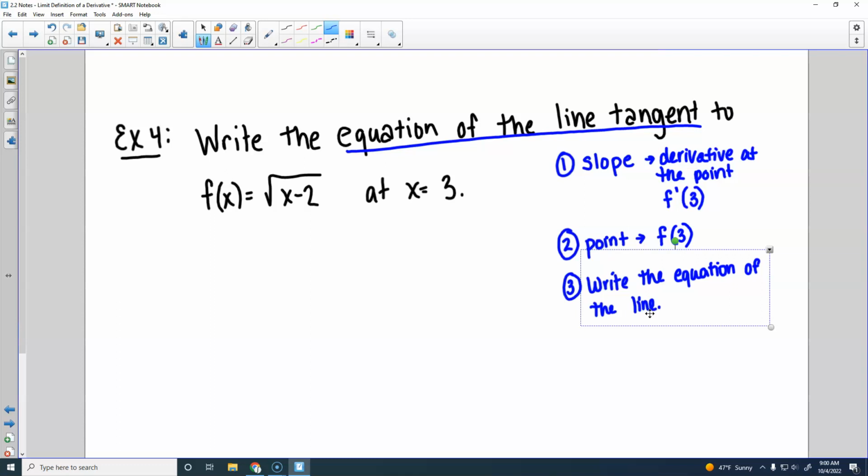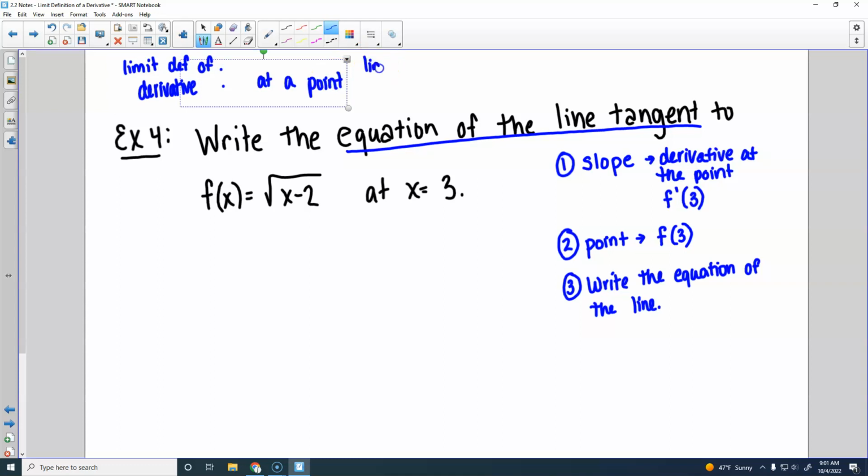Okay, so if we remember those, the limit definition of derivative here at a point, that was our limit as x approaches a of f of x minus f of a over x minus a.